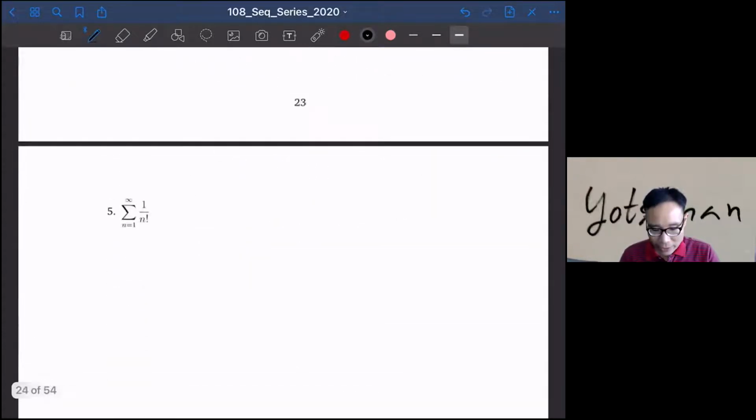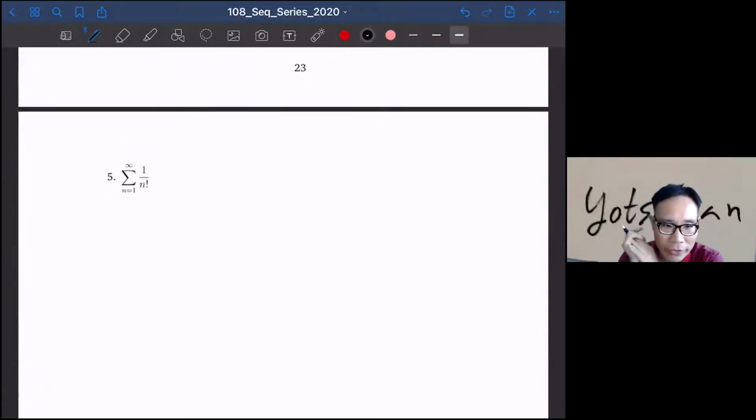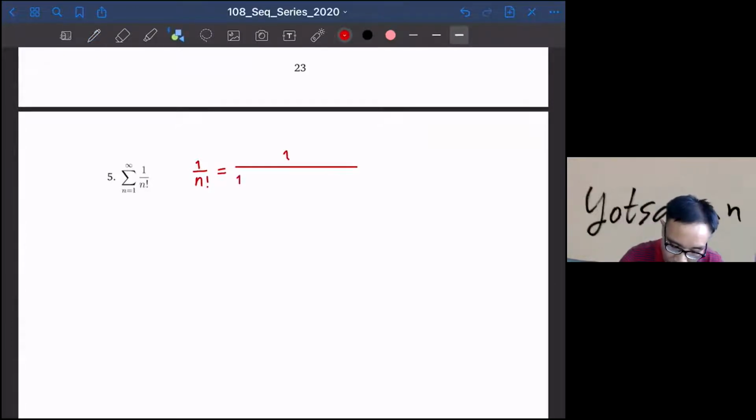Let's do number 5. Number 5 is the series n equal to 1 to infinity of 1 over n factorial. So if you look at 1 over n factorial, it's going to be 1 over 1 times 2 times up to n minus 1 times n.